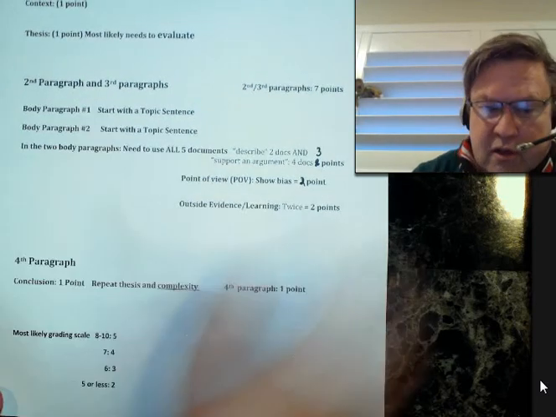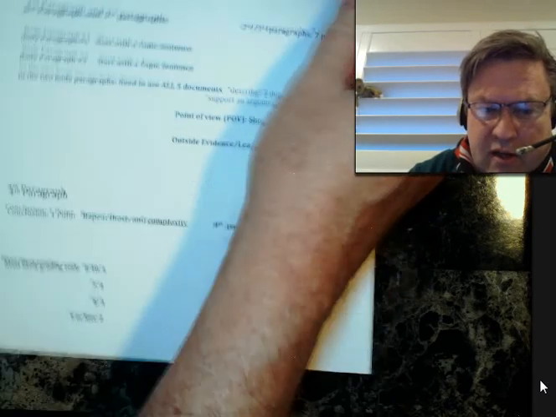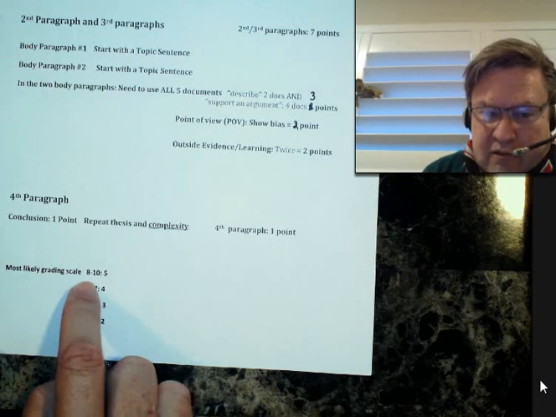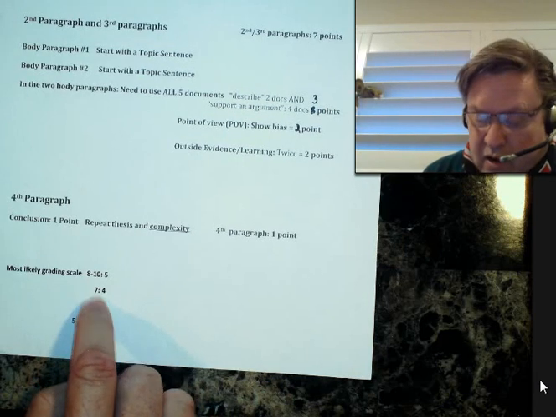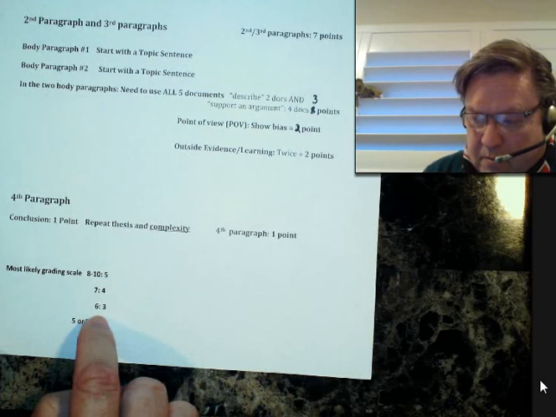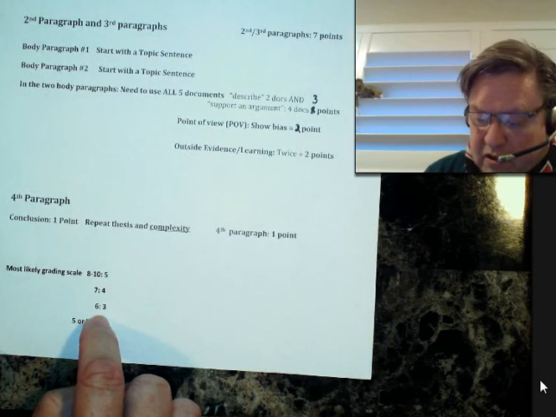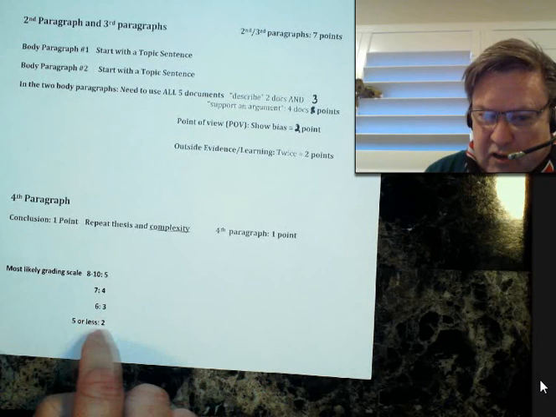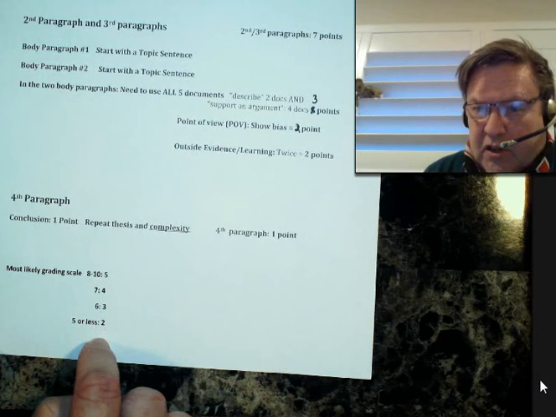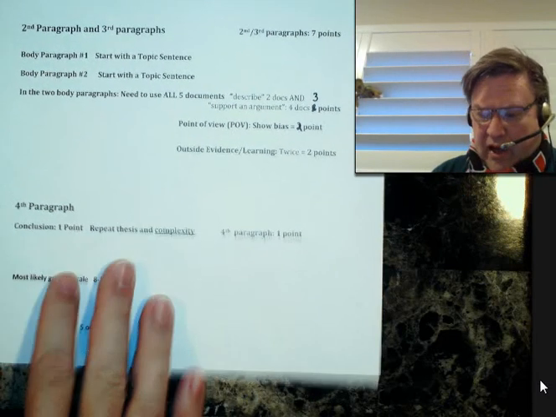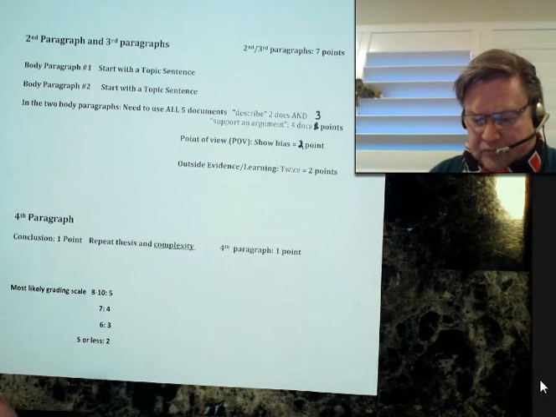Okay, basically the likely scale I talked about earlier during the Zoom was 8 to 10 is a 5, less than an 8 is probably a 4, and if you get 6 out of 10, it's a 3. And if you get 5 or less, I think they're going to just give you a 2. I don't think there's going to be any 1s this year because of the circumstances. Okay? All right. And then the next video is going to look at the DBQ and kind of break it apart.